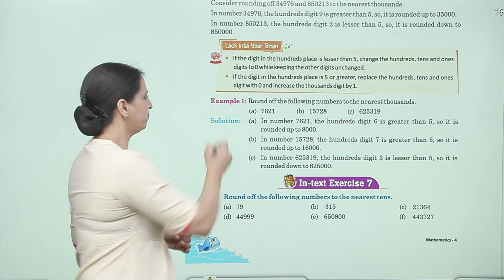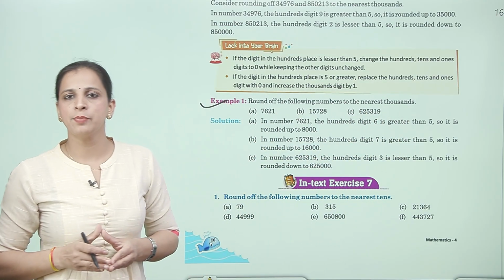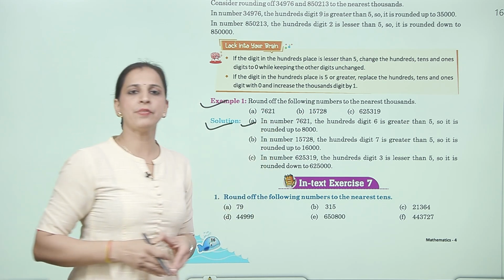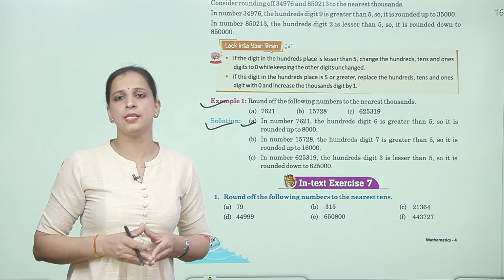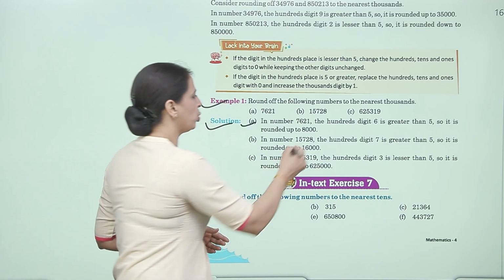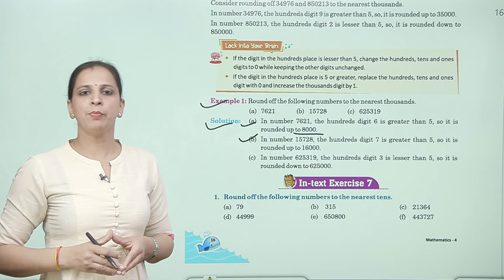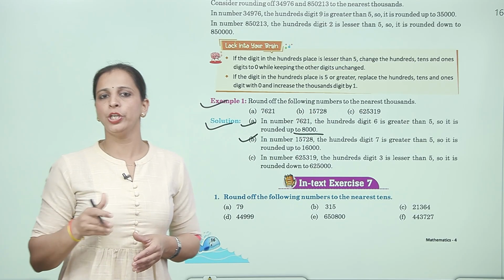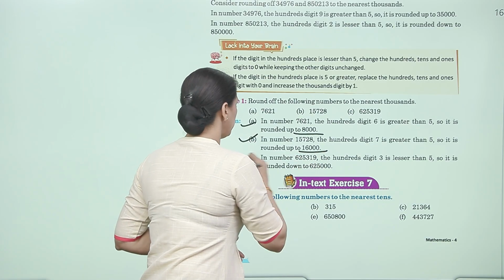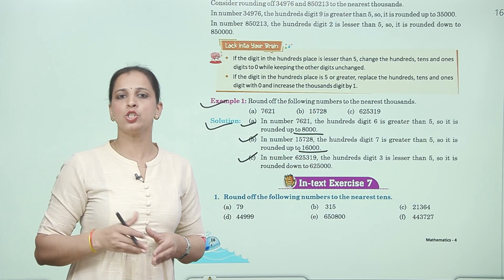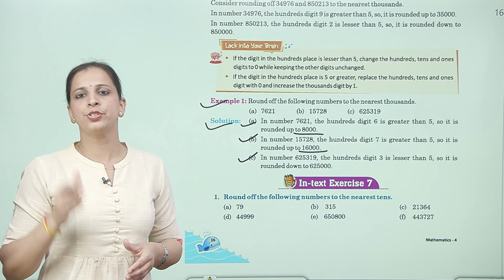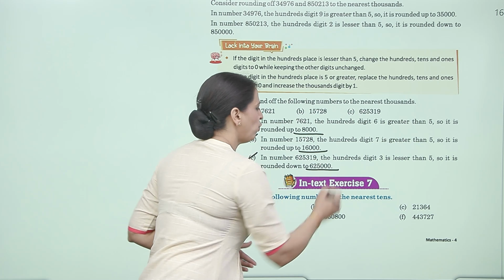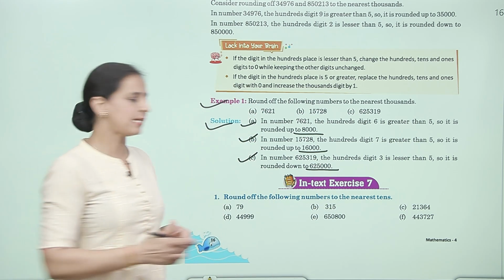Now, example 1. Round off the following numbers to the nearest thousand. A is 7621. Solution. In number 7621, the hundreds digit 6 is greater than 5, so it is rounded up to 8000. Next, in number 15728, the hundreds digit 7 is greater than 5, so it is rounded up to 16,000. Next, in number 625319, the hundreds digit 3 is lesser than 5, so it is rounded down to 625000.